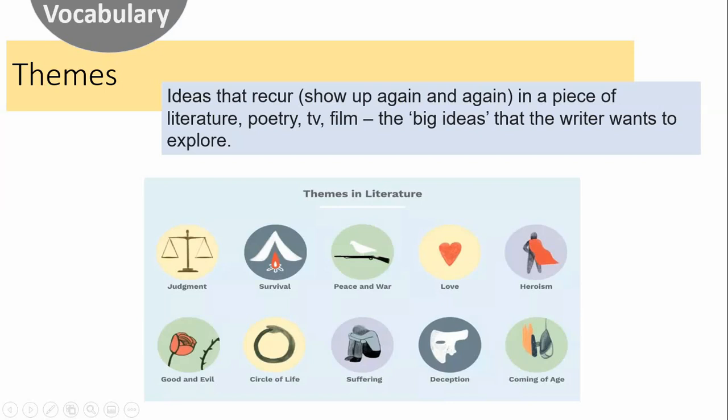Bayonet Charge: survival, peace and war, heroism. The soldier himself isn't that heroic, but heroism, the theme, can also deal with not being heroic, the opposite. A theme of love can deal with hate. Peace and war, of course, are two contrasting sides of the same coin.